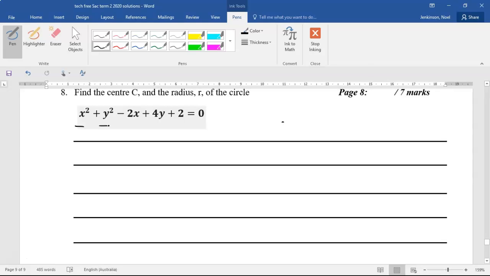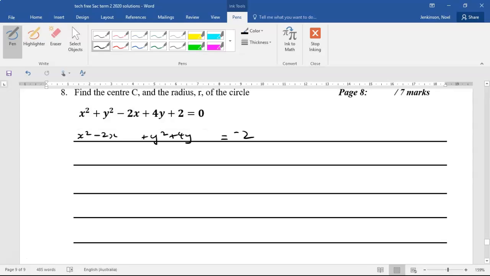To find the centre we need both of those as perfect squares. We need to complete the square. To do that, first of all, we'll group. So we'll start off with x squared minus 2x, put the x's together, and then we've got y squared and 4y, put the y's together. At this stage you can even take the 2 over to the other side, that's fine.